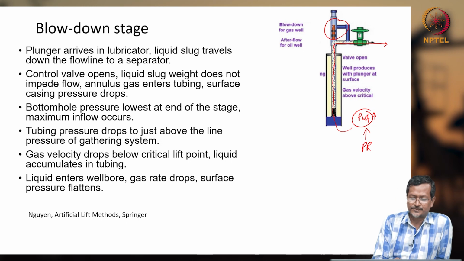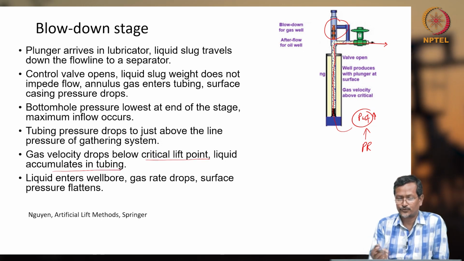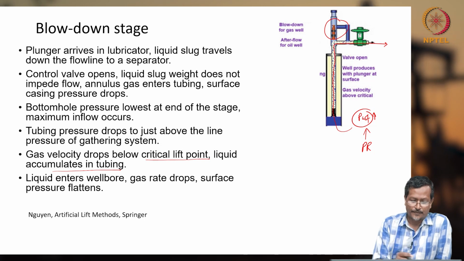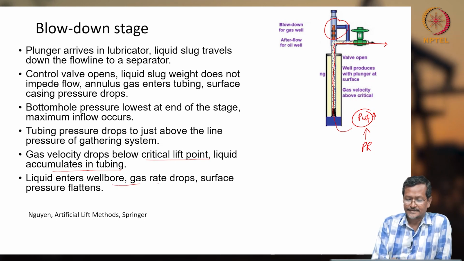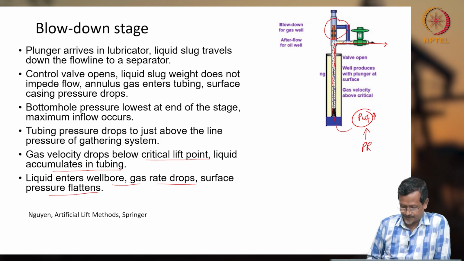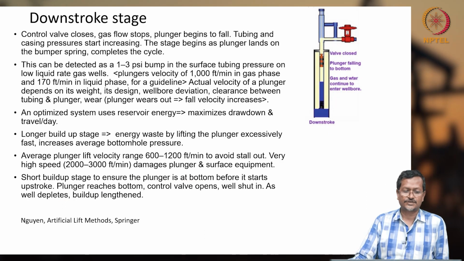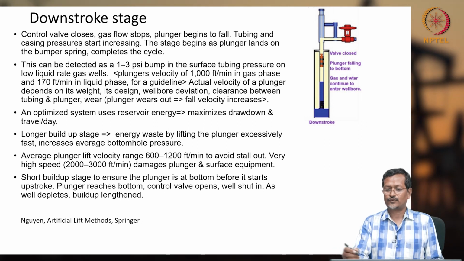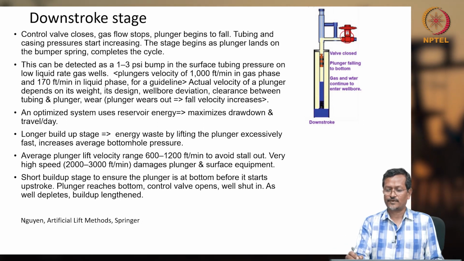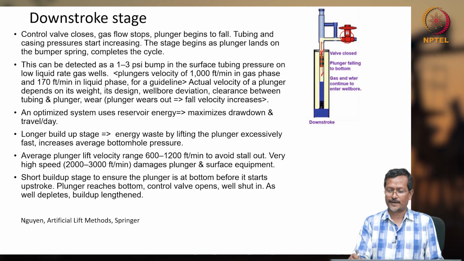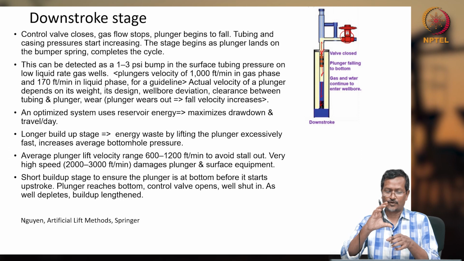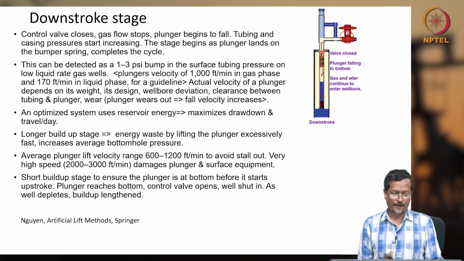Gas velocity drops below critical lift point, liquid accumulates in the tubing. When liquid accumulates in the tubing, gas velocity will be slowing down. Liquid enters wellbore, gas rate drops, surface pressure flattens. So, downstroke stage means control valve closed. Now, you got all the production, now you close the control valve, you allow the plunger to fall back. Catch it for a certain time, allow liquid column to build up, again release it.